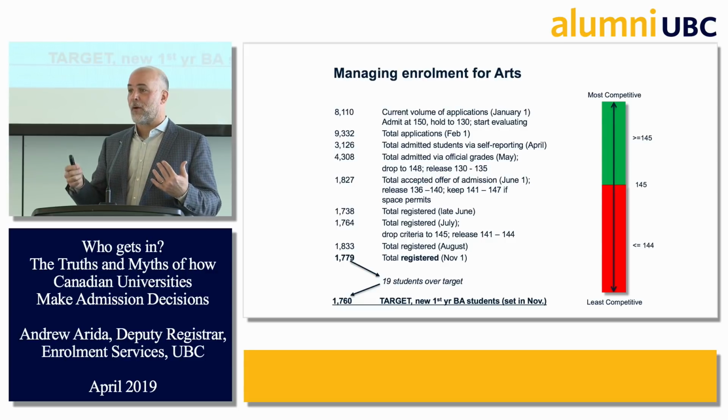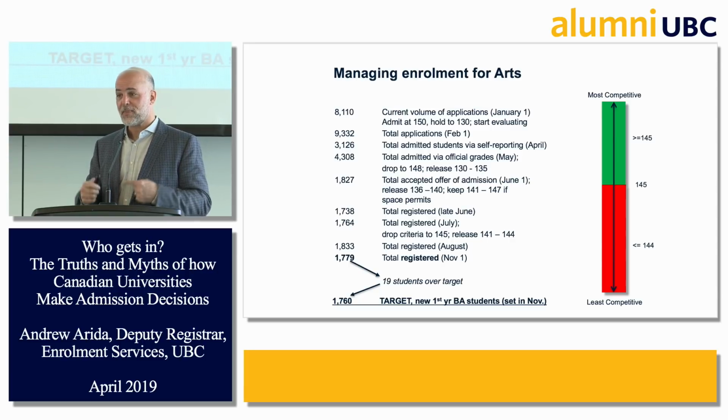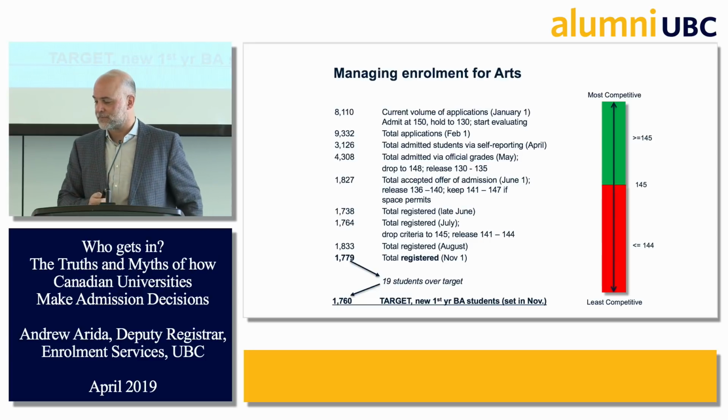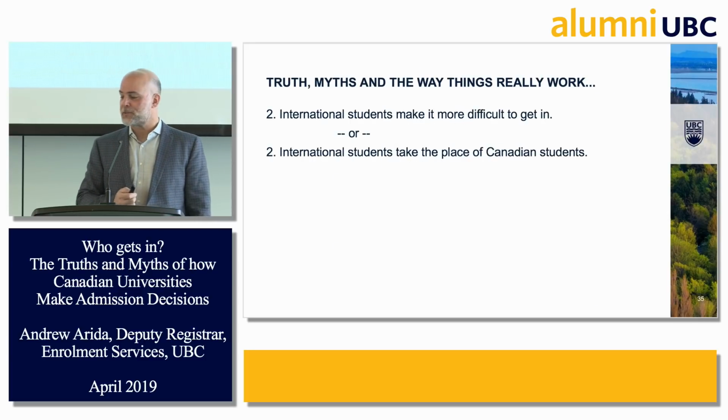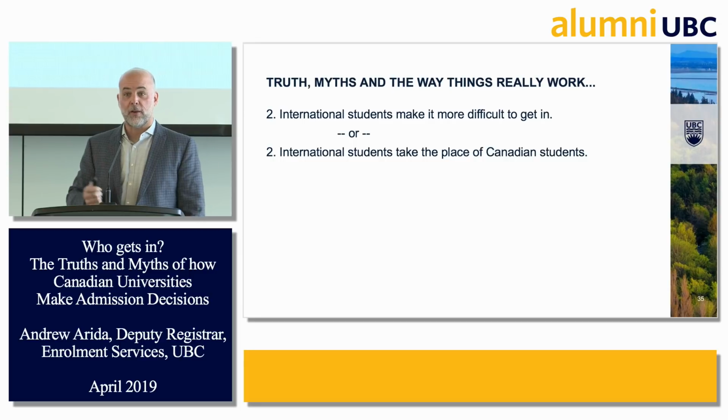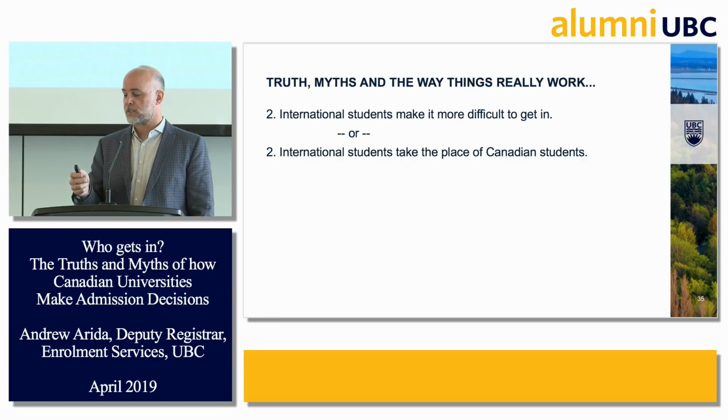Now, whenever I state that, this leads to another question. If it's supply and demand, if it's essentially competition, how is the competition formed? And that always leads to this question: international students make it more difficult to get in, or international students take the place of Canadian students. Now, we often say they don't, and it's true, they don't. International students do not make it harder for Canadians to get in.